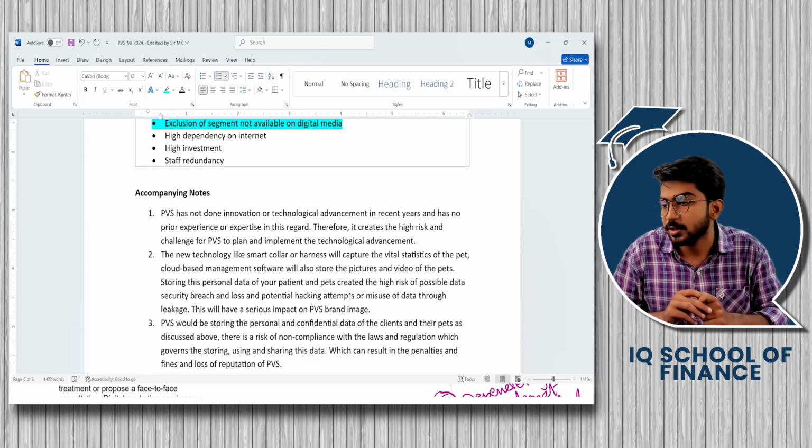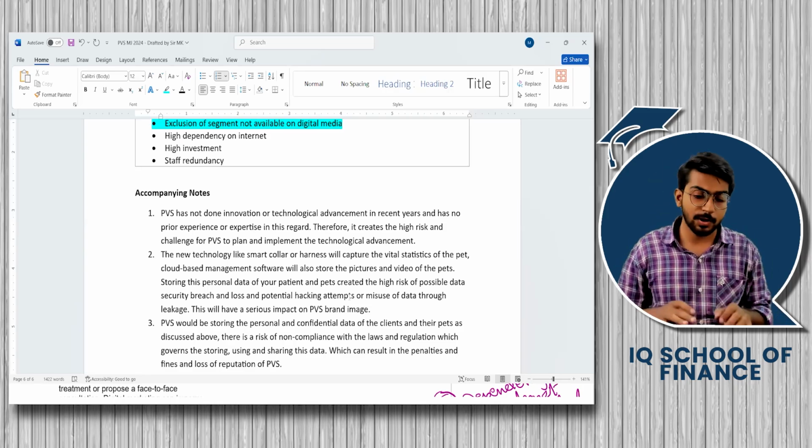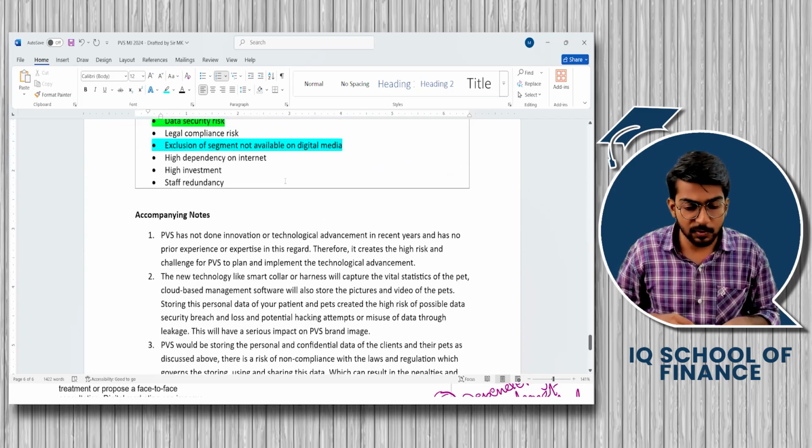PVS is going towards technological advancement, using cloud-based integrated software to connect with the client and book appointments, so they will lose the revenue from those customers who are not using the technology. Good point, Hira. Good point. All right. So now let's move ahead.